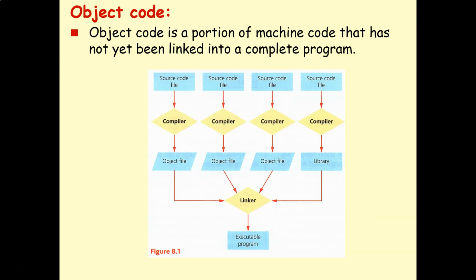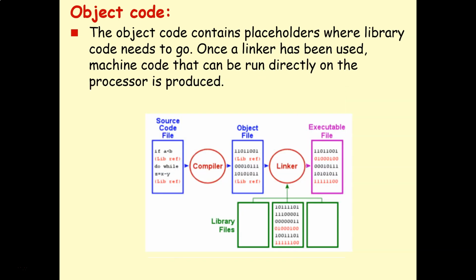So what happens when we compile our program, we might end up with lots of different object files, plus possibly library code that we've imported into our code that needs to be linked together into a final executable program. The object code contains placeholders where library code needs to go. Once a linker has been used, machine code that can be run directly on that processor is produced. What is the linker? That's simply part of the operating system that has the job of doing this, and we'll look a little bit at linkers in a future lesson.